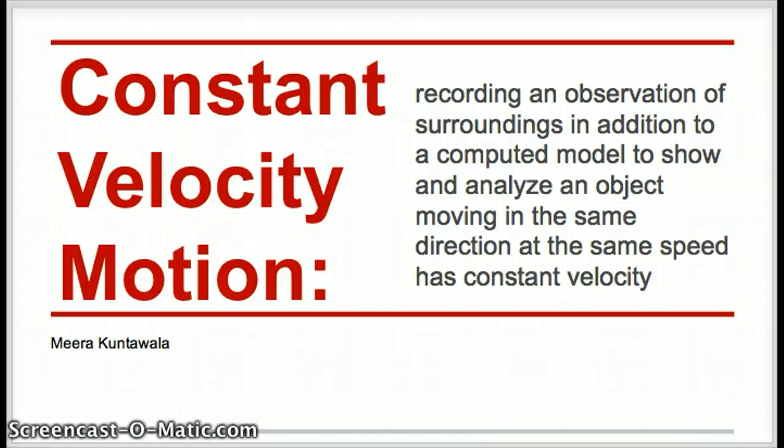This can be explained simply by human error, in which I could not keep my object moving in the same speed in the same direction for the duration of my video.